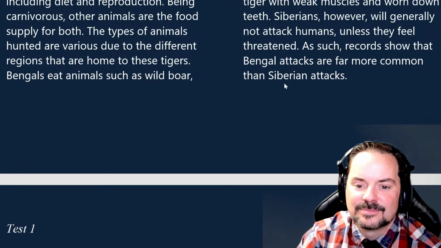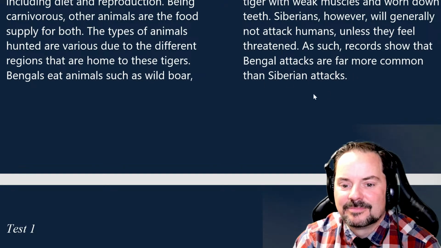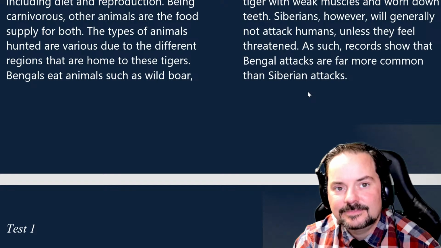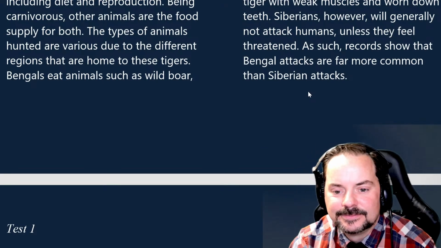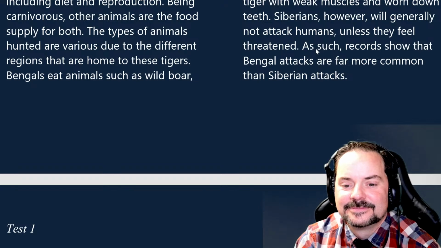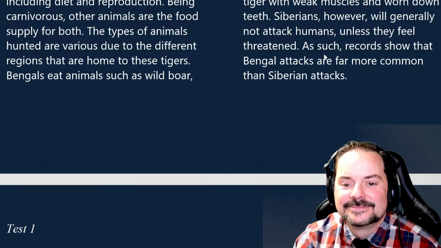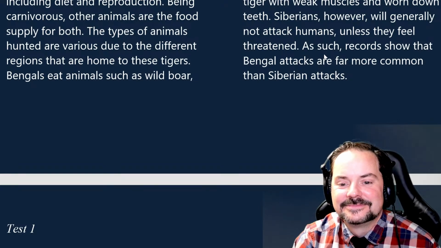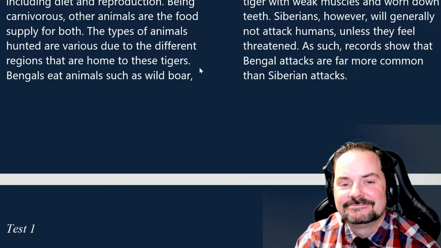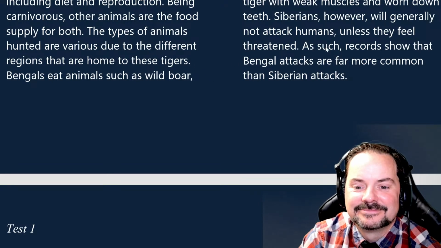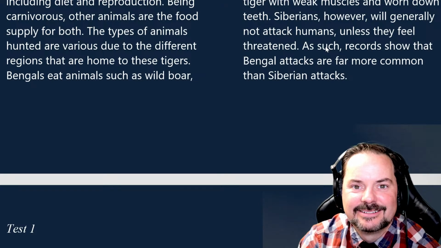Such records show that Bengal attacks are far more common than Siberian attacks. Okay, so what is this paragraph about? Look, I was just reading the text. I was not concentrated enough to see what it was. But in a simple way, you know. In a very simple way.